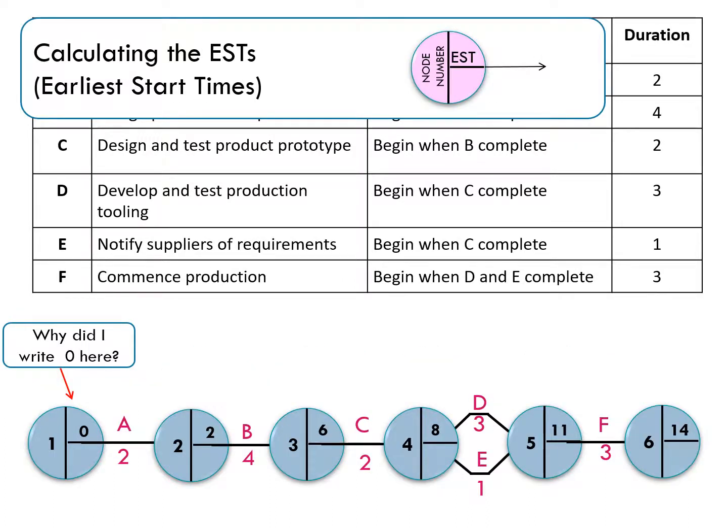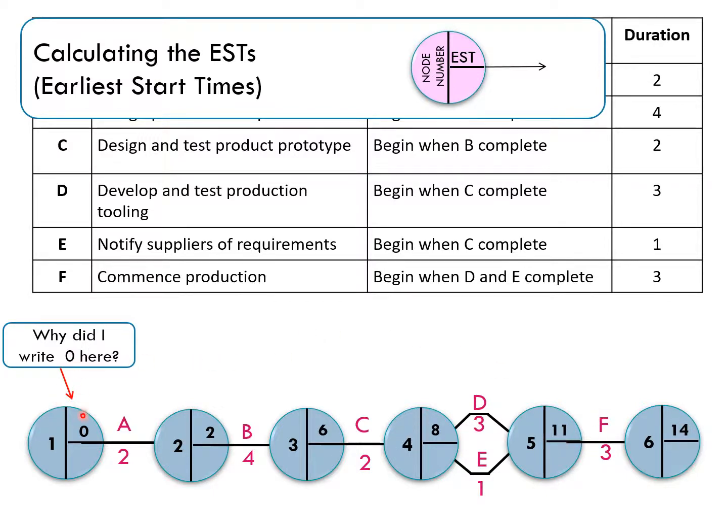So let's start off with the earliest start time. What does the earliest start time mean? Well, the earliest start time tells us the earliest possible time at which the next activity to the right can begin. And we write that number in the top right hand section of the node. So we write it where we've got these quadrants.